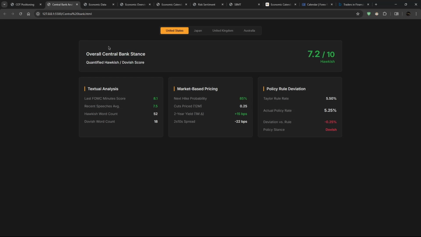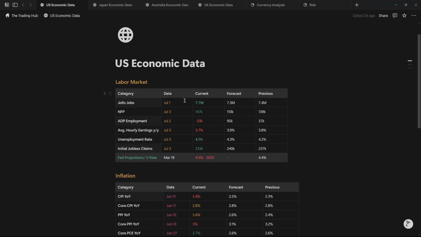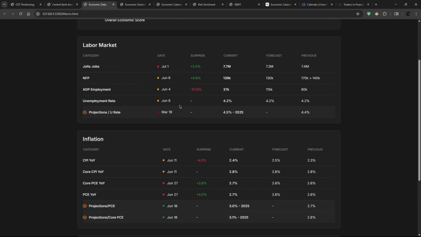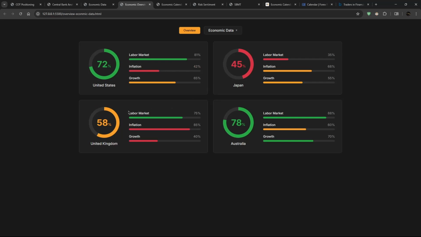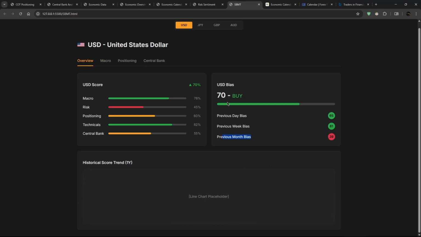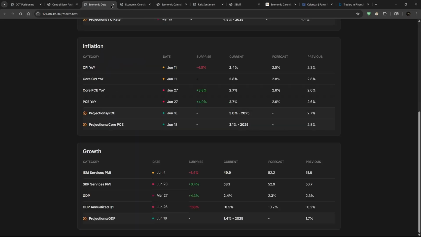For central bank, I'll quantitatively get central bank minutes, speeches, and so forth, market pricing, and policy rule deviation using the Taylor rule, and get a hawkish or dovish score. Economic data is similar to this right here that I currently do manually. So this is US economic data. I'll get the economic data, categorize it into labor market, inflation, and growth, and then give it a score. As you can see here, there's an economic overview, economic calendar, risk sentiment, and then the systematic bias management tool, which is this right here that aggregates all of this data.